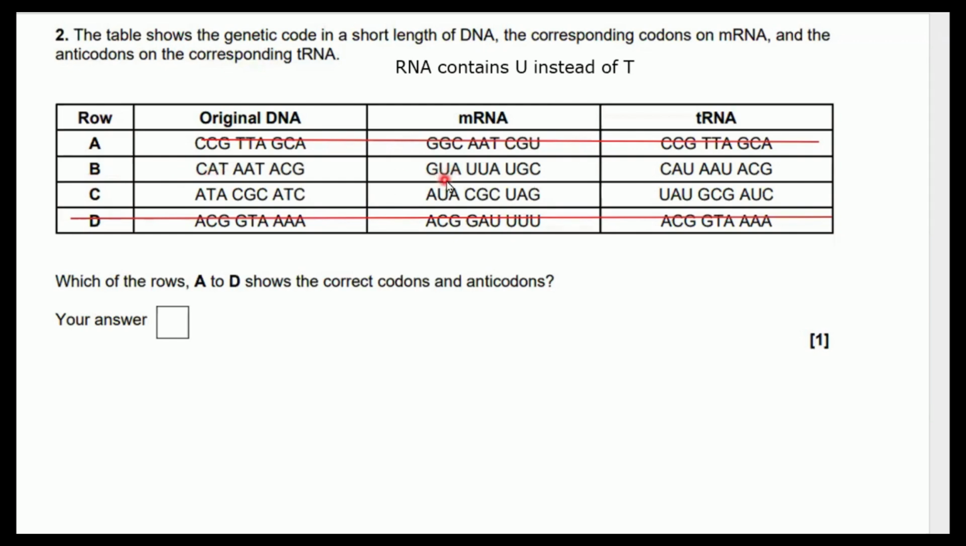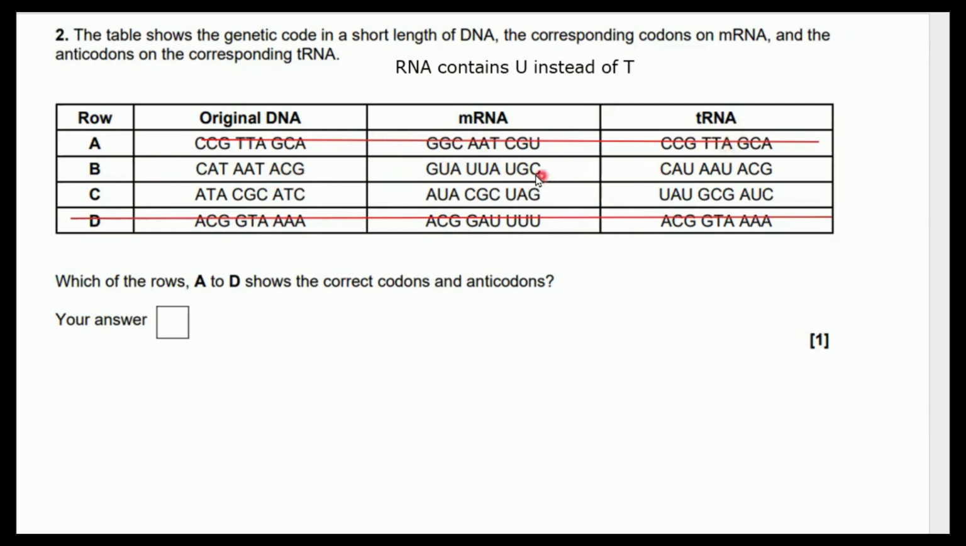CAT, does that go with GUA? Yep, that does, because adenine binds with T, which would be uracil on mRNA. So that's cool. AAT goes with UUA. Yep, that's correct. ACG, does that go with UGC? So A would bind with uracil, C cytosine with guanine, and G guanine with cytosine. So the original to the mRNA is correct here for B.